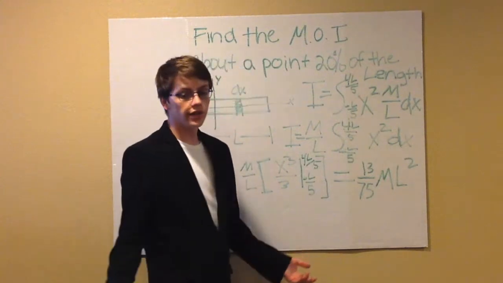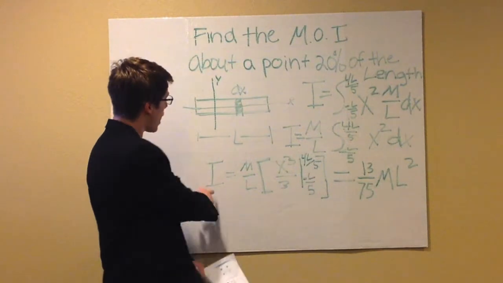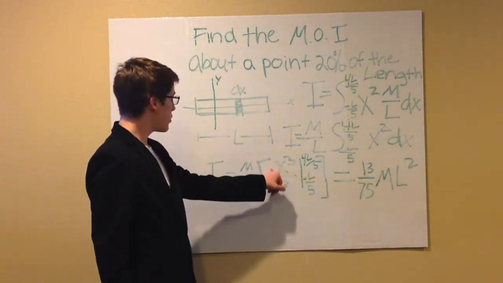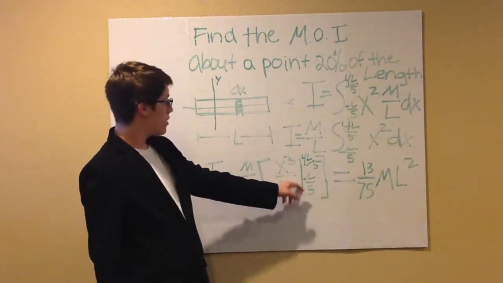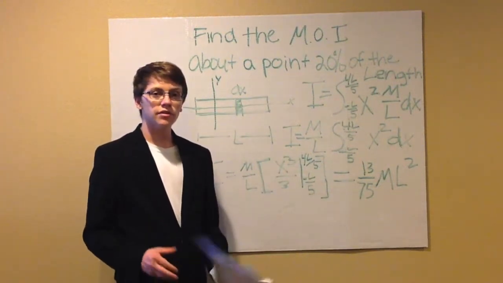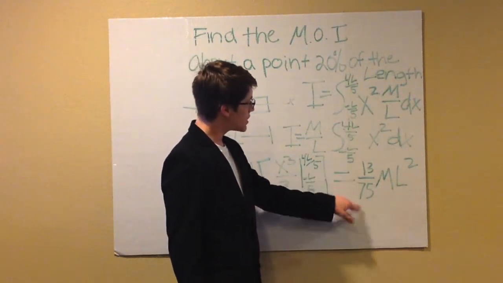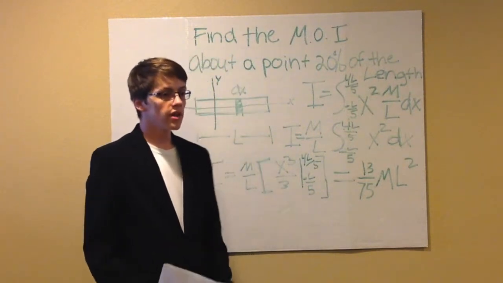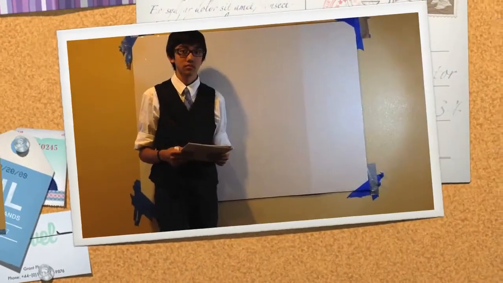And again, you can integrate it just like a regular function that we have done before. So you get I equals m over L, and then this is what we integrated, so it would be x cubed over 3 from negative L over 5 to 4L over 5. When you get all done canceling and having fun with the algebra there, we will end up with 13 over 75 mL squared, which again is the solution to this problem. Not much different from the last one, but shows you a different twist to it.